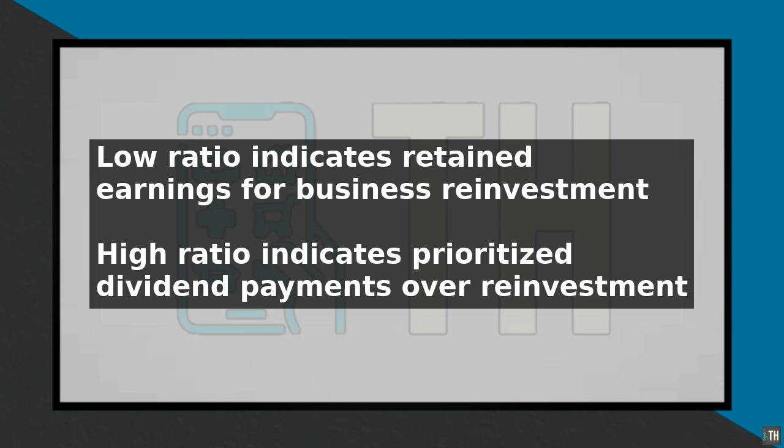In conclusion, the dividend payout ratio is a useful metric for evaluating a company's dividend policy and financial health. By understanding how to calculate and interpret the dividend payout ratio, investors can make more informed decisions about their investments and better assess the potential risks and rewards of a particular stock.